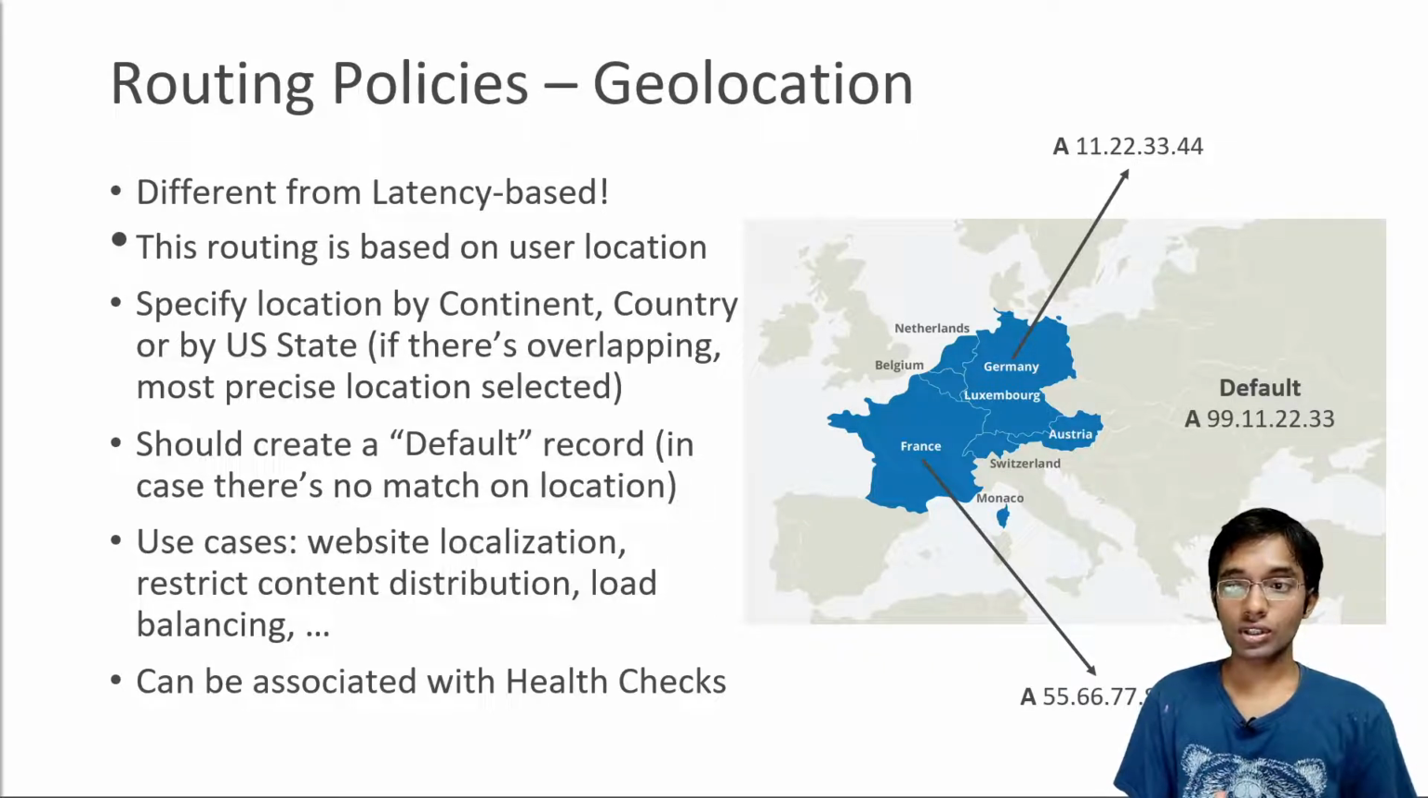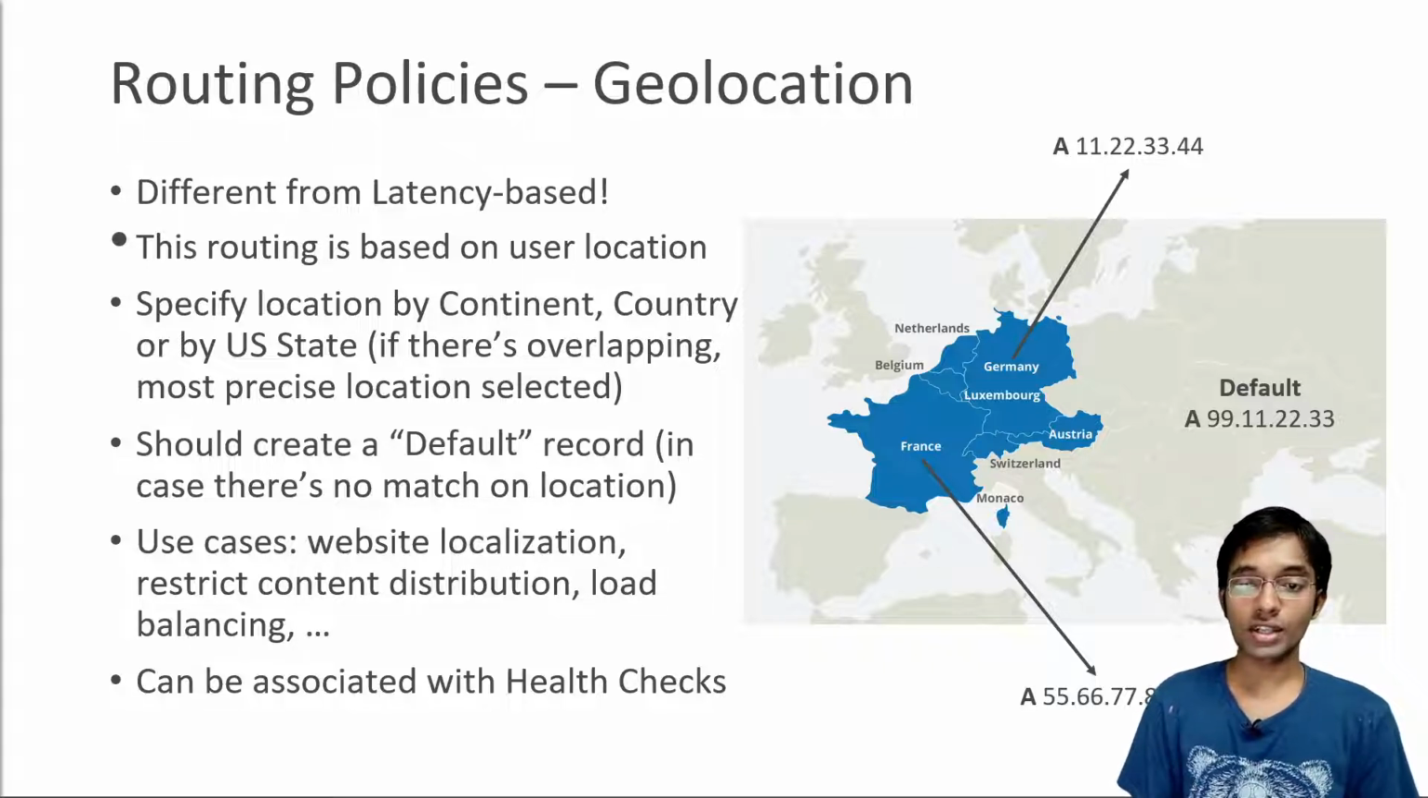Then we have geolocation, which is different from latency-based. This is to route based on the user location itself. You can specify by continent, by country, or even by US state. If you have overlapping, then the most precise location is going to be selected. You should create a default record in case you have no match on location. The use case for geolocation is website localization, restricting content distribution, or load balancing. And these can be associated with health checks also.